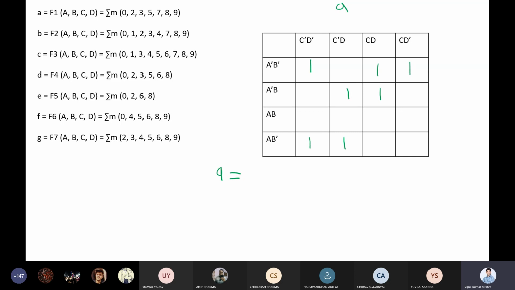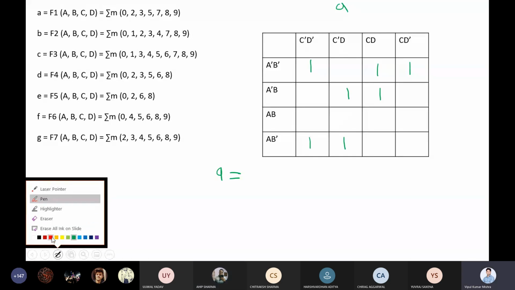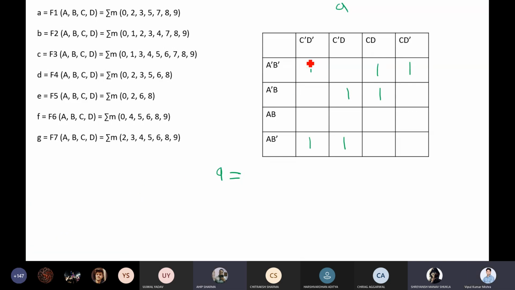Anyone? What will be the function for A? Sir, AB, not C, not. Okay, yes. So first of all, let me try to make the pairs.